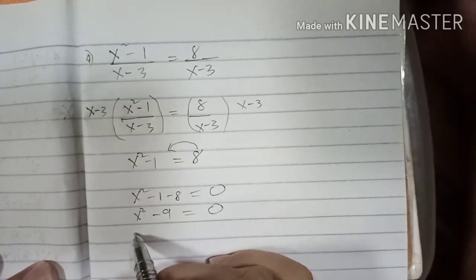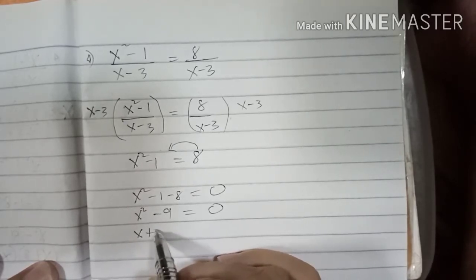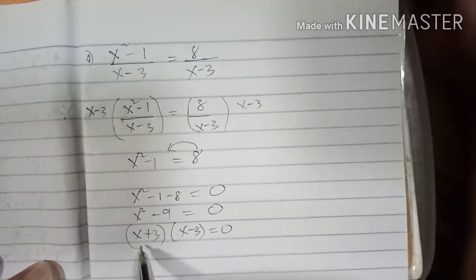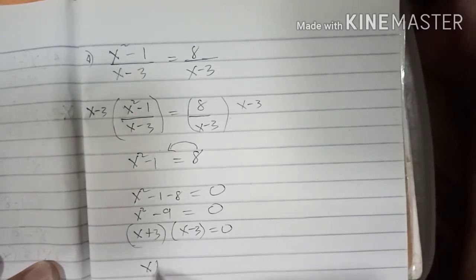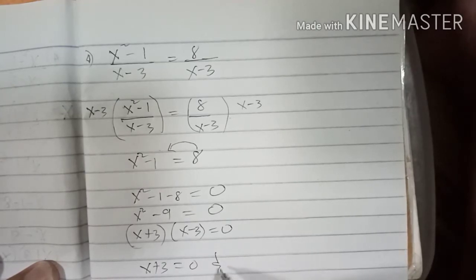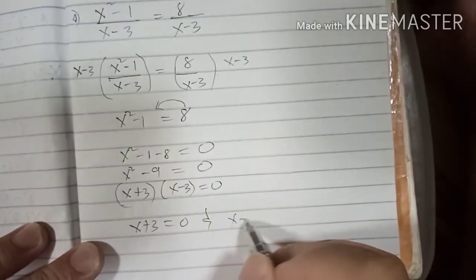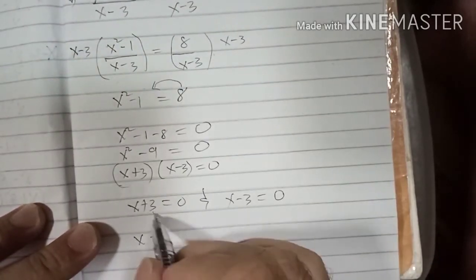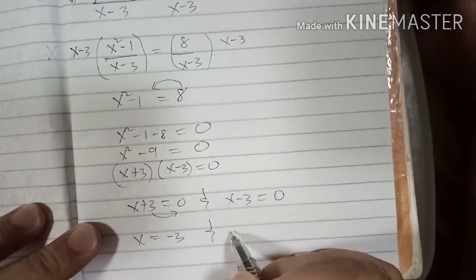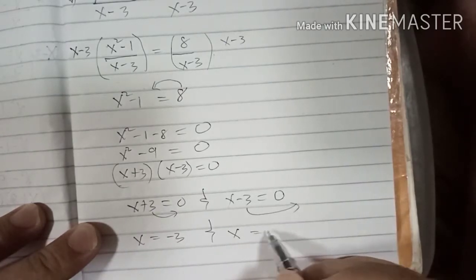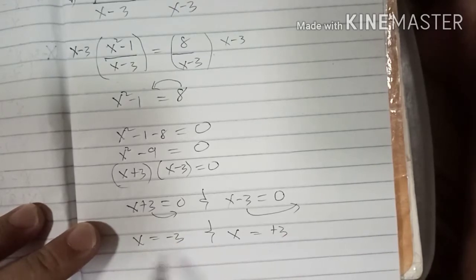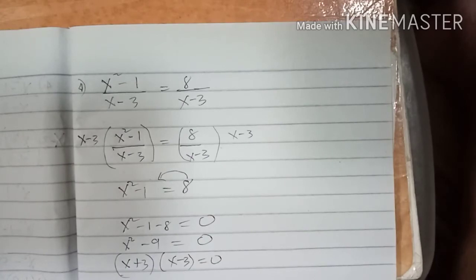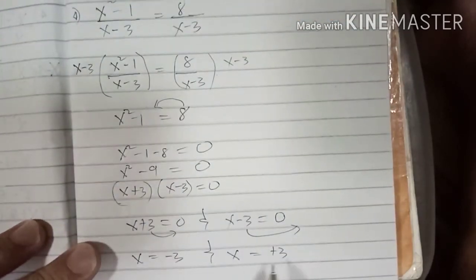Okay, so the factor for this is x plus 3 times x minus 3 is equal to 0. Equate each of this factor to 0. X plus 3 is equal to 0 and x minus 3 is equal to 0. Then x is equal to transpose, that becomes negative 3, and x transpose, that becomes positive 3. Now, what values of x satisfies our given rational equation? Is it negative 3 or positive 3?